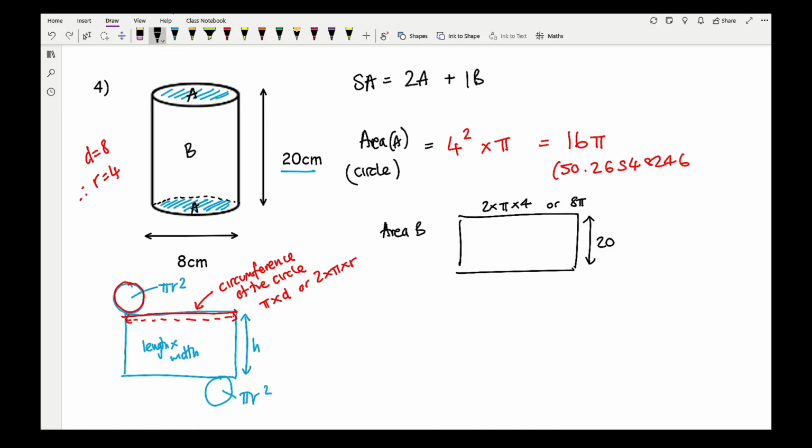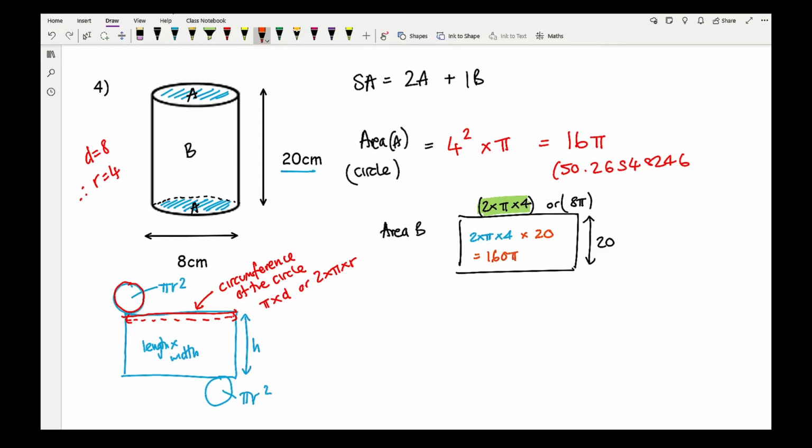So working out the area, it doesn't really matter which one of these two I use, because they're both going to give me the exact same. So I'm going to go for looking at this one here. So what I've got is 2 times pi times 4 times 20. And again, if I type that into my calculator, I've got 160 pi.